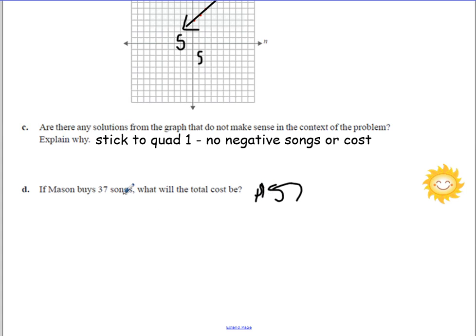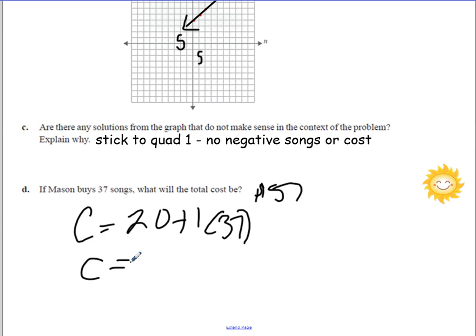But again, we want to show our work. So it's $20 plus $1 for the 37 songs. And so our cost will equal 57. $1 a song gets kind of expensive when you're buying them one at a time.